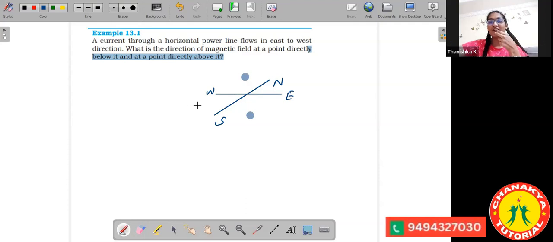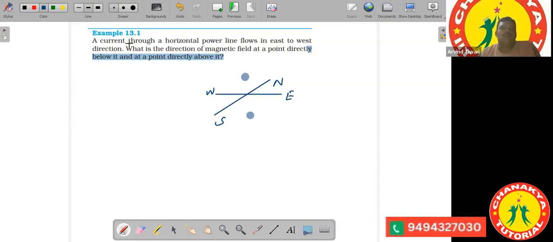Sir, I didn't understand what they meant by a point directly above it. Okay. A current through a horizontal power line flows in east to west. So this is your direction of current, moving east to west. You have to put your thumb along this direction. Then fold your fingers like this.